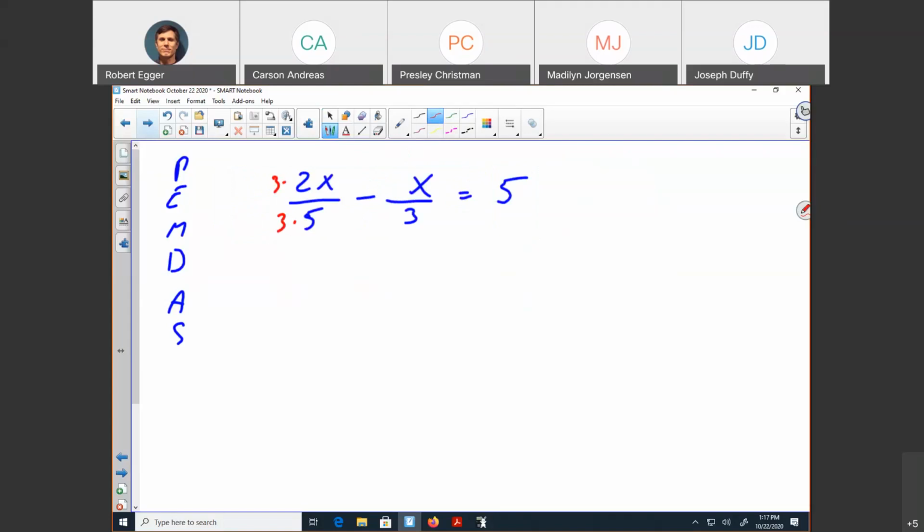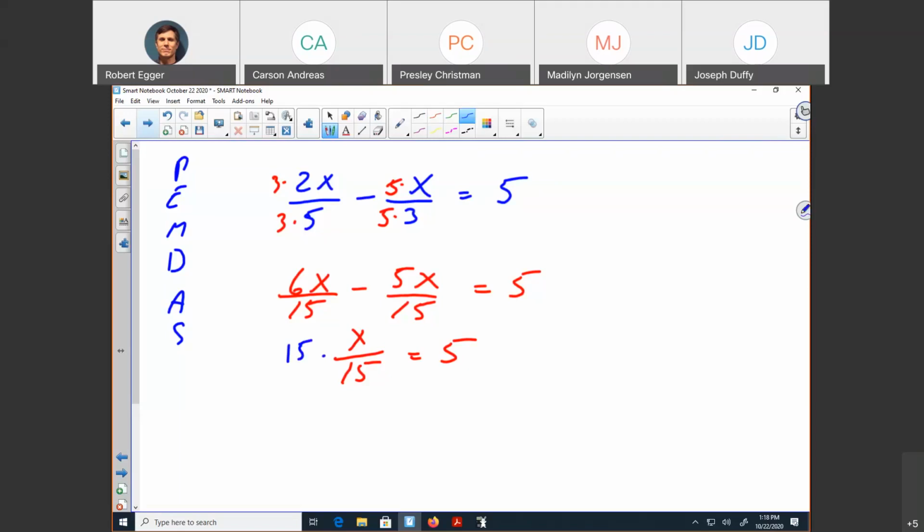So we could go this way. 5 times 3 is 15, 5 times 2x. 3 times 5 is 15, 3 times x. We could do it this way, which then gives us 6x over 15 minus 5x over 15 equals 5. Because of a common denominator, I just got to worry about the numerator. So 6x minus 5x is just an x. Right?